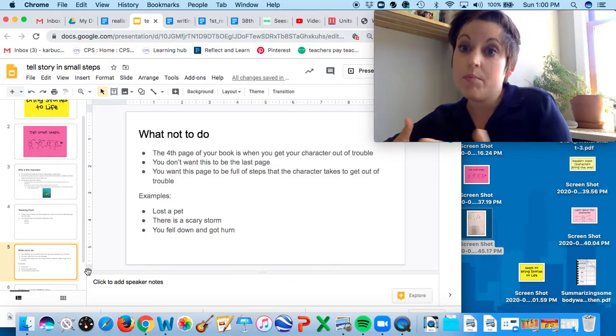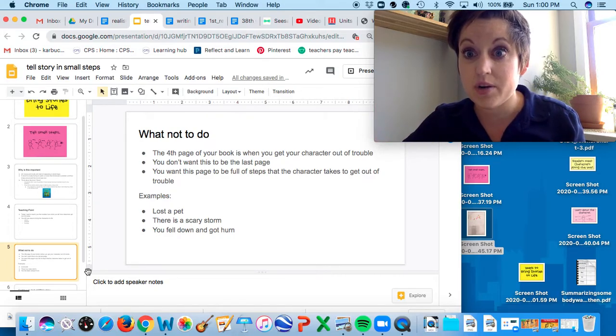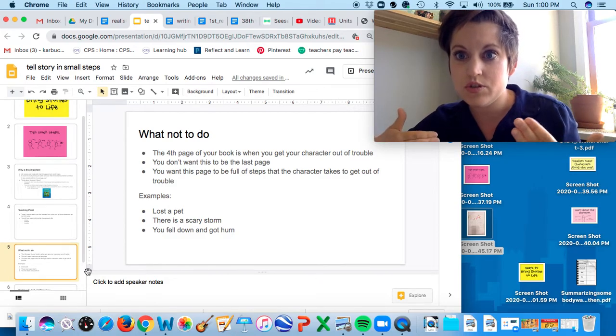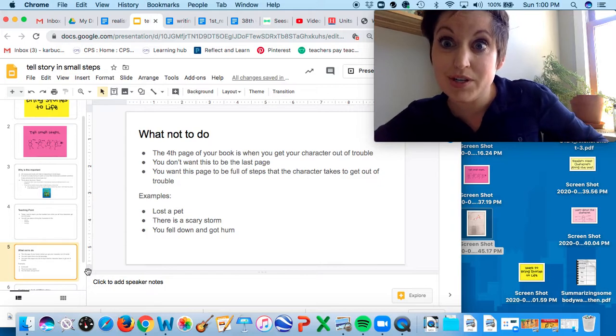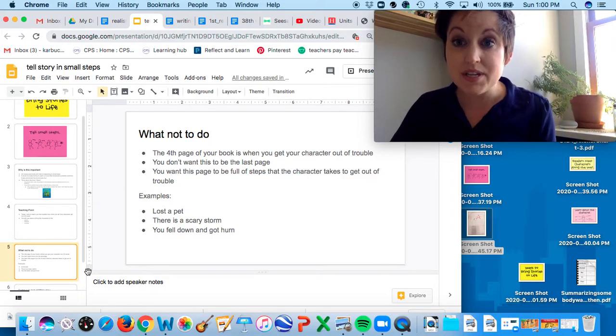Or if you wrote a book where the trouble was that there was a scary storm, well, the storm just didn't go away and you were fine at the end. What did you do? Did you hide under your covers? Did you go to your mom and dad? Did you turn on music so you couldn't hear how heavy the rain was? What were the steps that you took?